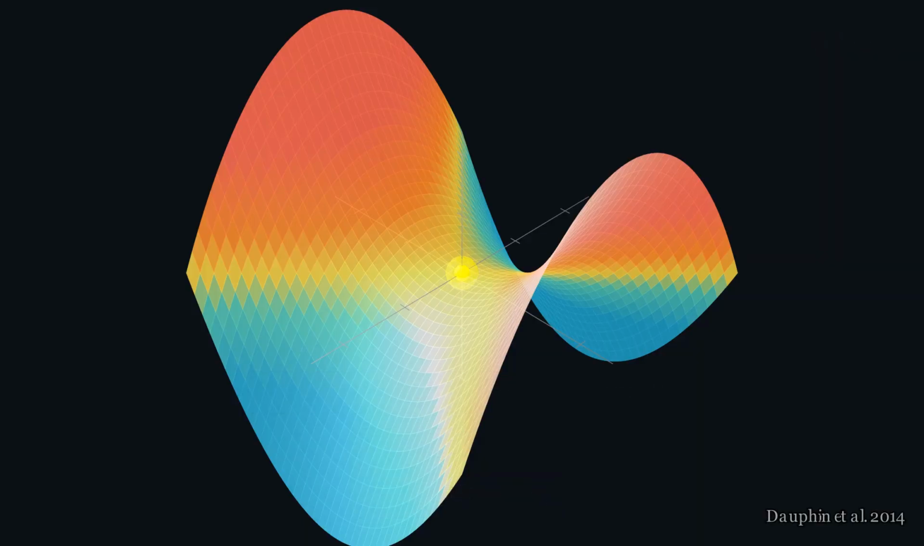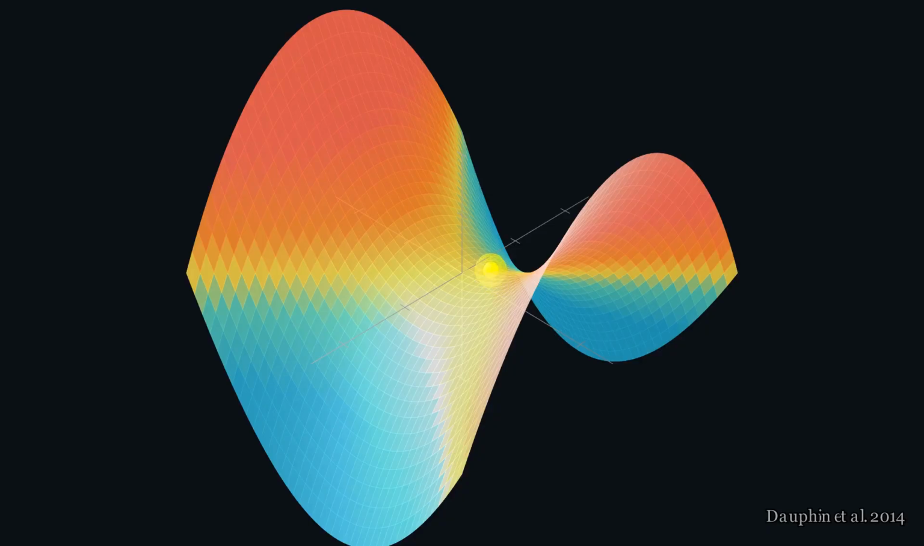Here's the critical insight for AI. In high-dimensional spaces, saddle points vastly outnumber local minima. A 2014 paper by Dauphin and colleagues showed that for a typical neural network loss landscape, almost all points where the gradient is 0 are saddle points, not minima. Vanilla gradient descent, with its 0 gradient update, will slow to a crawl near any saddle point.